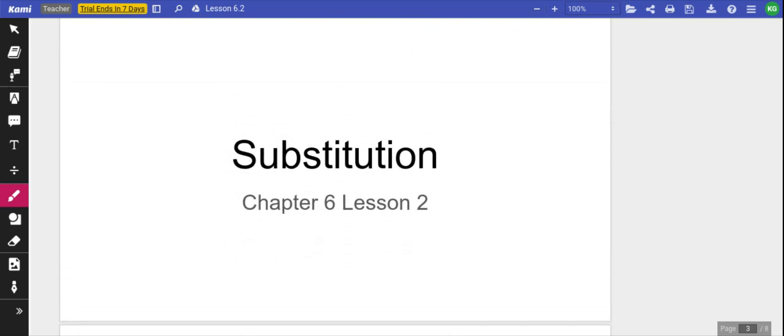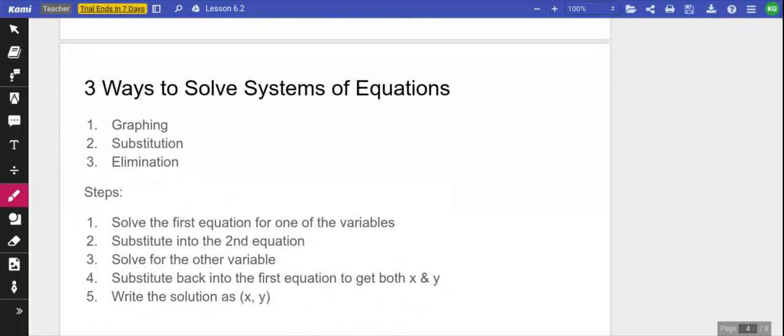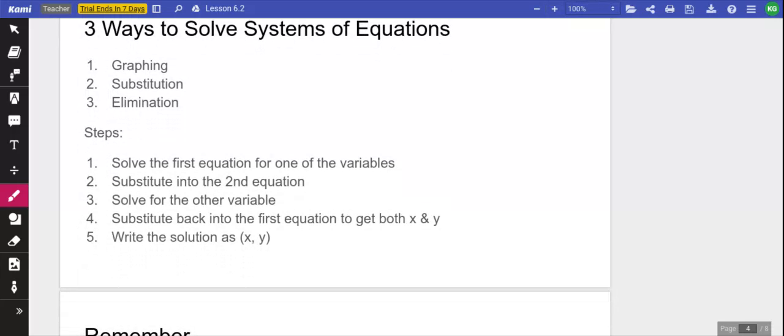Chapter 6, Lesson 2 is substitution. So again, we've been talking about ways to solve systems of equations, where you have two equations with two variables. In the last lesson, we talked about graphing to figure out where they crossed and if they crossed or if they didn't cross. So now today we're going to do it by substitution. Go ahead and pause here and write down the notes on the steps on how to solve substitution, and then we'll talk about them.